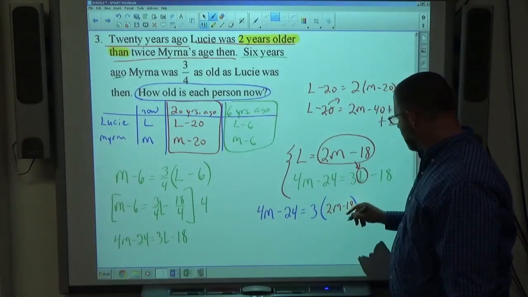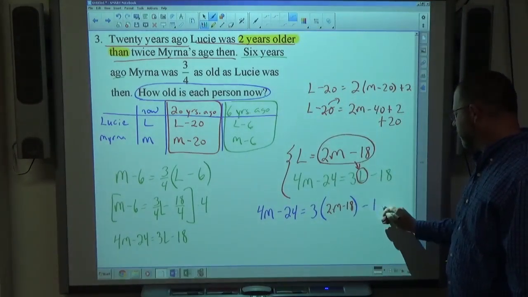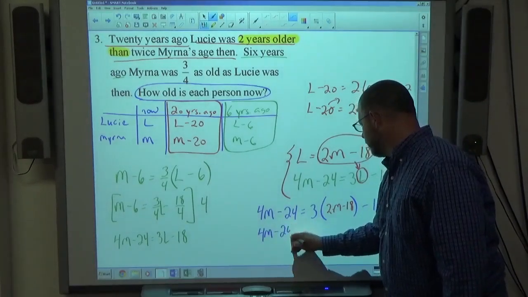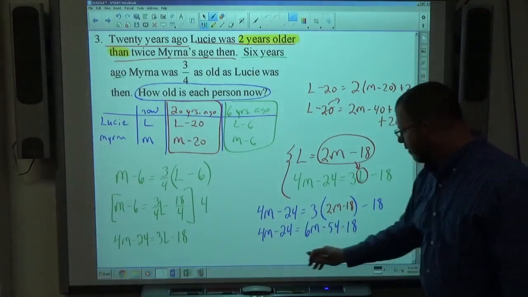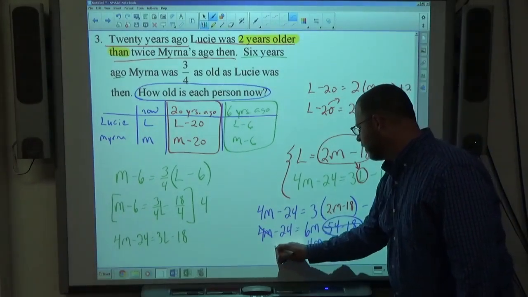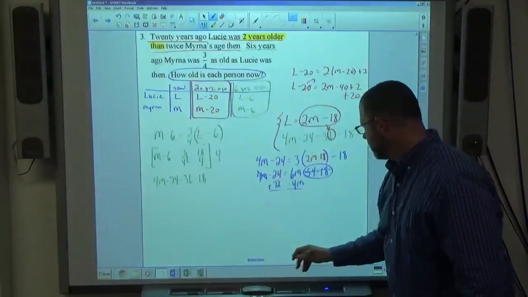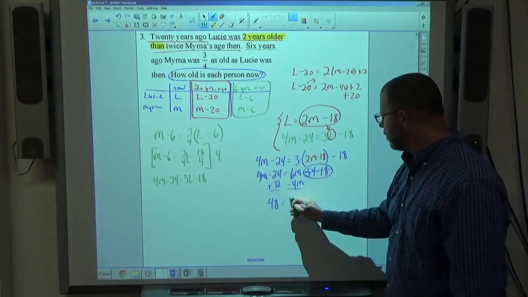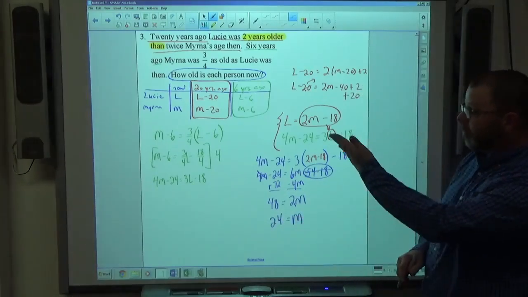Replacing one object with multiple objects, so I put parentheses around the substitution. That's 3L, so I still got a minus 18 here. Distributive property gets me 4M minus 24 equals 6M minus 54 minus 18. I'm going to move the 4M to the right. This is negative 72, so I'll move it over as a positive 72. On the left-hand side, I've got negative 24 plus 72, which is 48. On the right-hand side, 6M minus 4M is 2M. Divide by 2, I get M is equal to 24. So M is Myrna's age now.